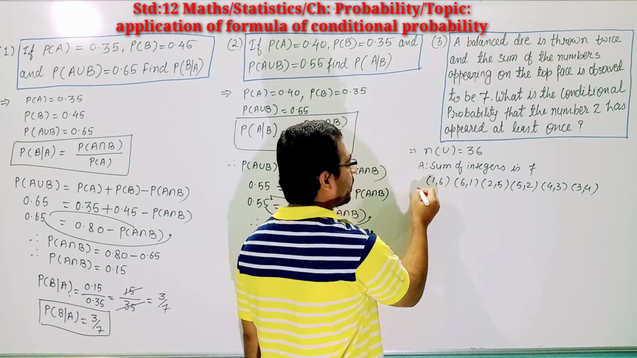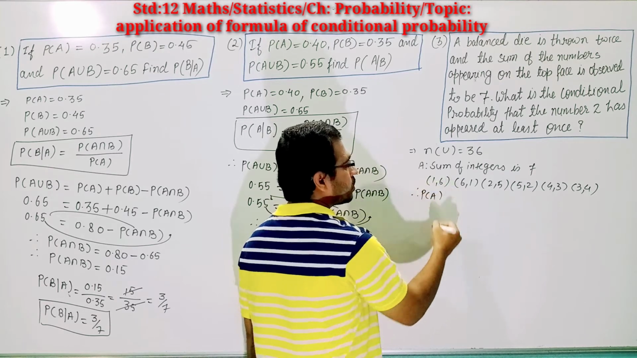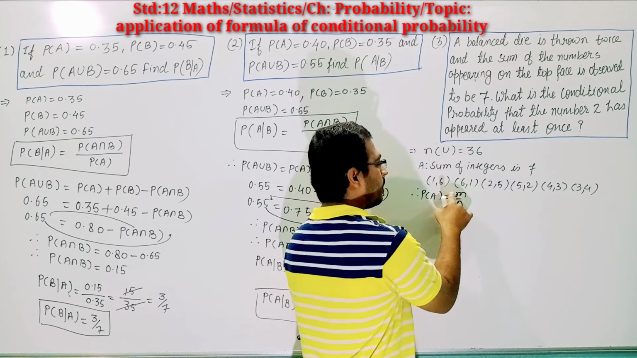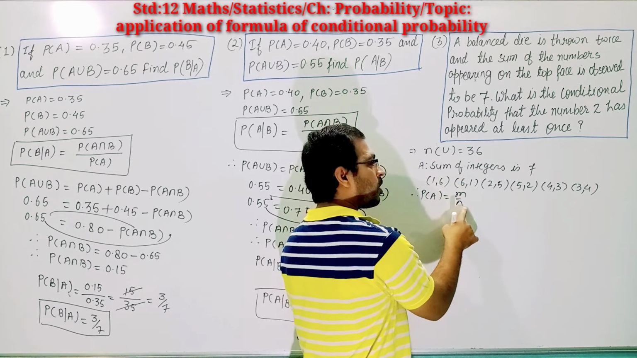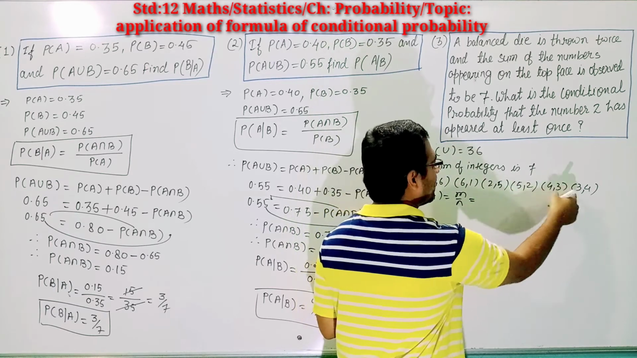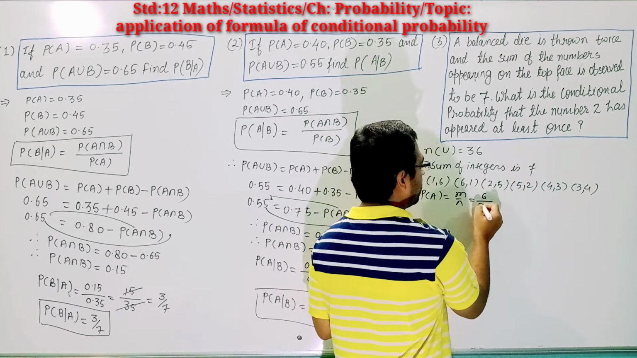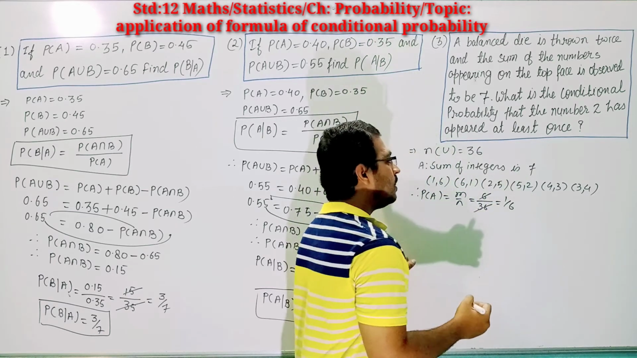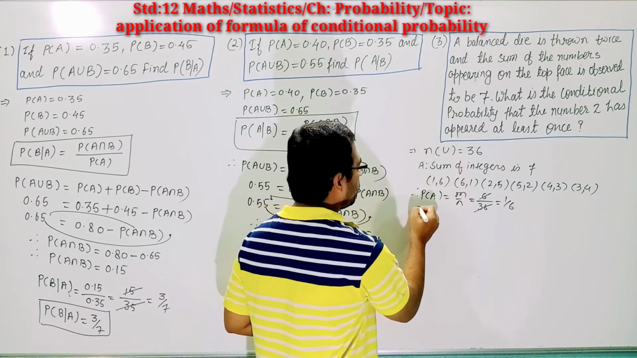So we can find the probability of A. As per the definition, it is the number of favorable outcomes upon the total number of outcomes. The number of favorable events is 6, and the total is 36, so what we are getting is 1 by 6.